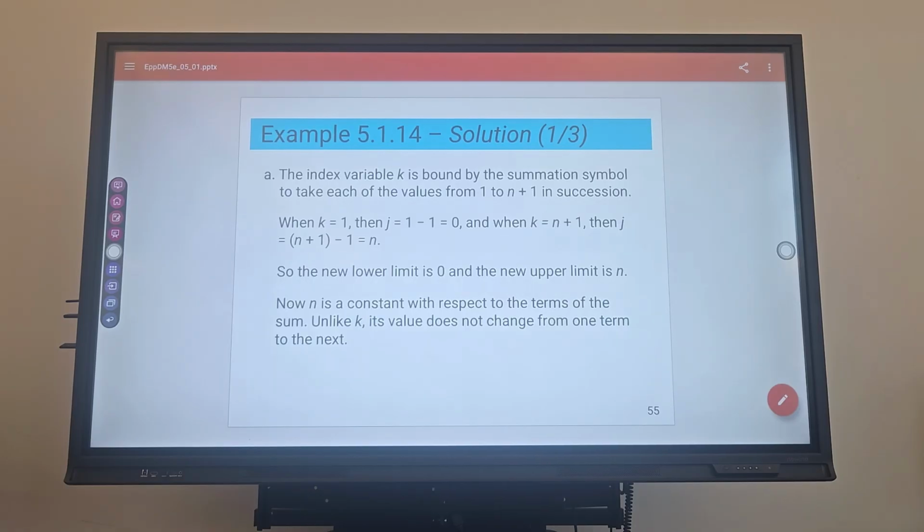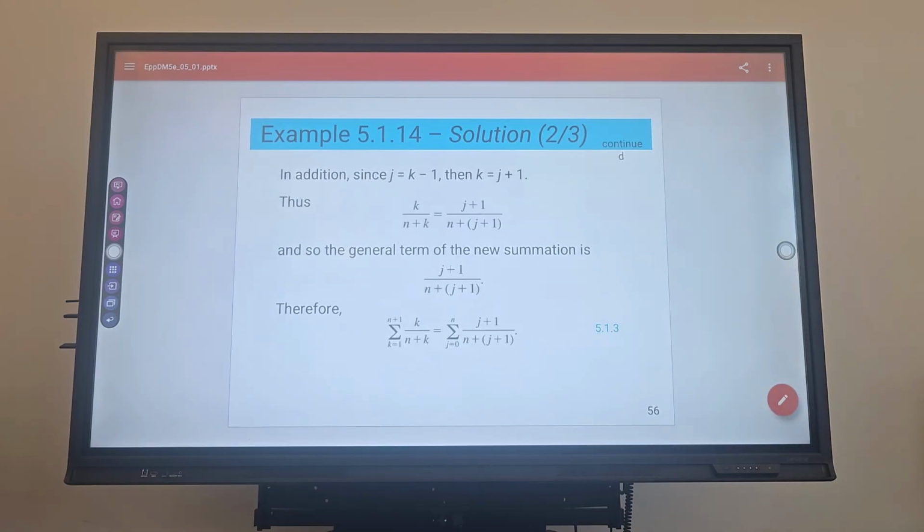The index variable k is bound by the summation symbol to take values from 1 to n plus 1. When k equals 1, j equals 0. When k equals n plus 1, j equals n. So the new lower limit is 0, and the upper limit is n. Now n is a constant with respect to the terms of the sum. Unlike k, its value does not change from one term to the next.